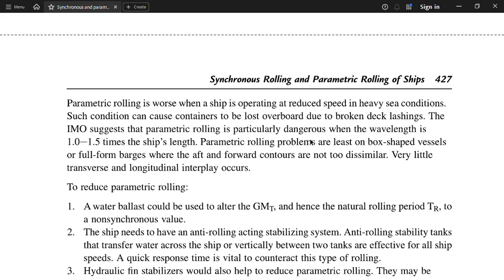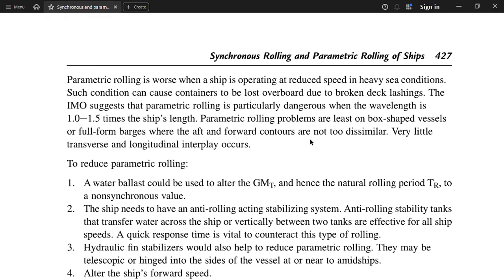Now parametric rolling occurs when the ship is operating at reduced speed in heavy sea conditions. When the sea condition is heavy and the vessel is operating at a very reduced speed, such a condition can cause containers to be lost overboard due to broken deck lashings. The IMO suggests that parametric rolling is particularly dangerous when the wavelength is 1 to 1.5 times the ship length. This condition leads to parametric rolling.